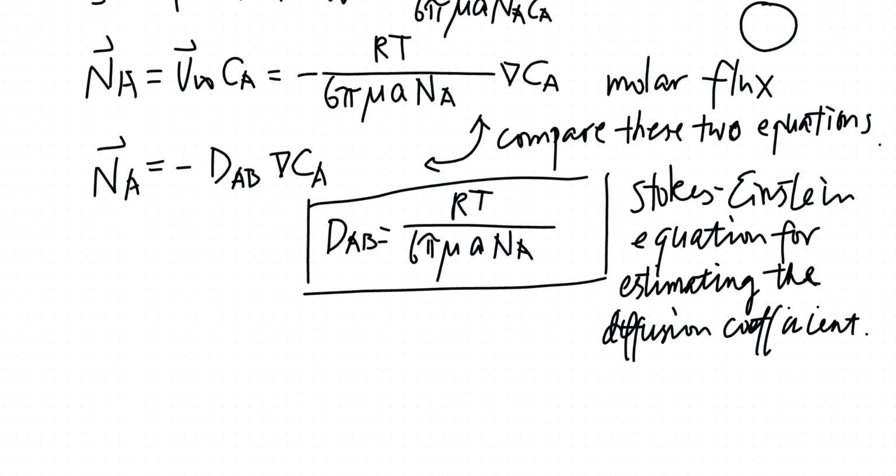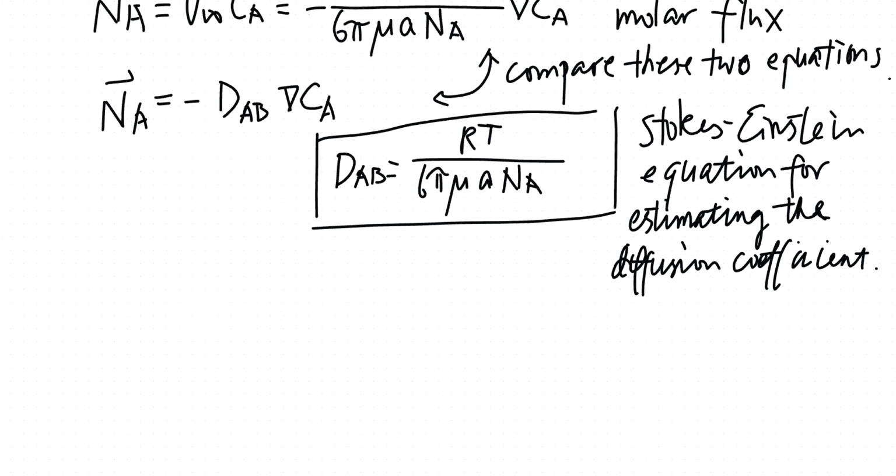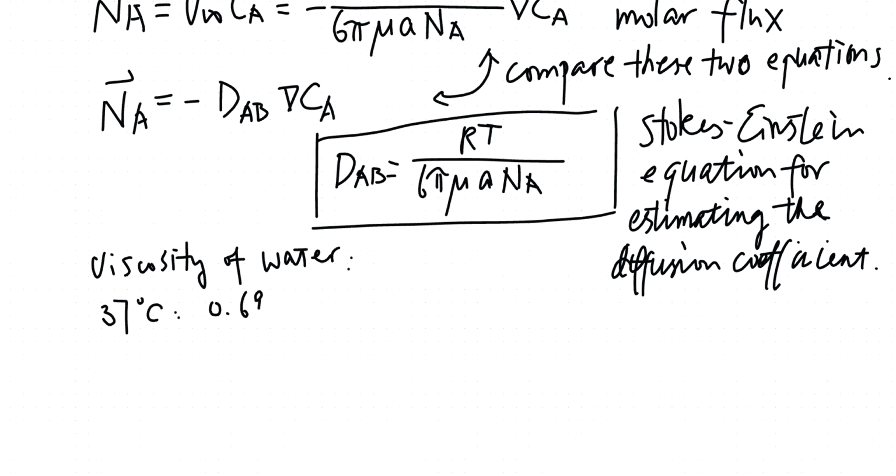And then let's look at some viscosity. So here I'm just going to give you some numbers. You can write them down in your notes. You may use them in the future. So the viscosity of water is a function of temperature. At 37 degrees C, the viscosity of water is 0.691 centipoise.